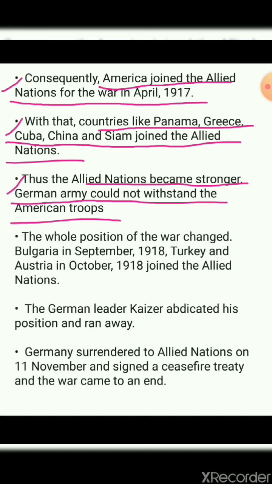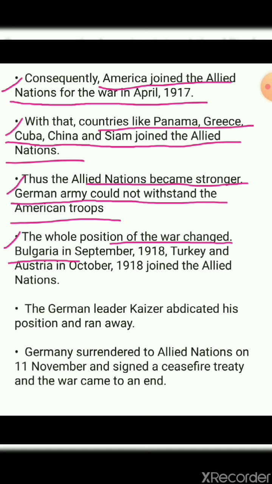Why? Because many countries joined the Allied nations, and the German army could not withstand them. They were not able to stand in front of whom? That is, the American troops. Germany was not able to withstand the American troops, because the Allied nations became stronger. The whole position of the war changed.